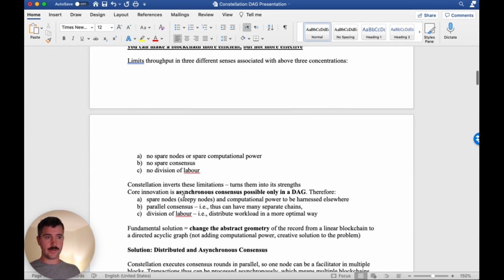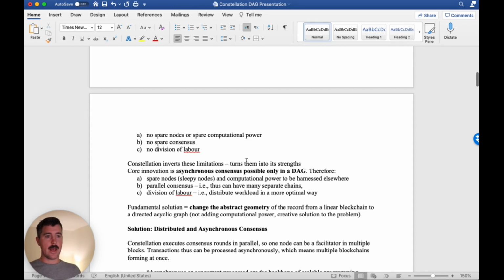So Constellation is interesting because it inverts these limitations and turns them into strengths. And it addresses this problem at the requisite level, that is, at the geometric level. The core innovation of Constellation is that it conducts asynchronous consensus in a directed acyclic graph. And this wouldn't be possible in a blockchain.